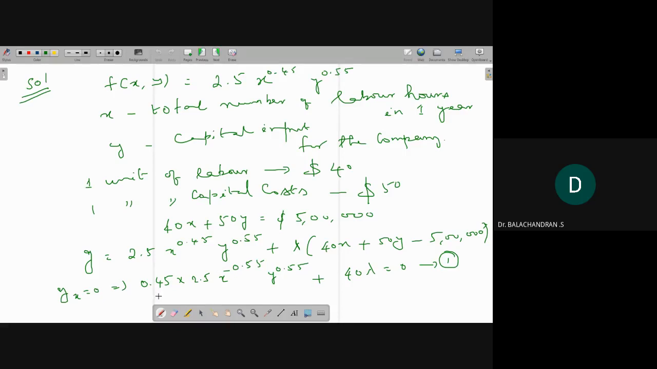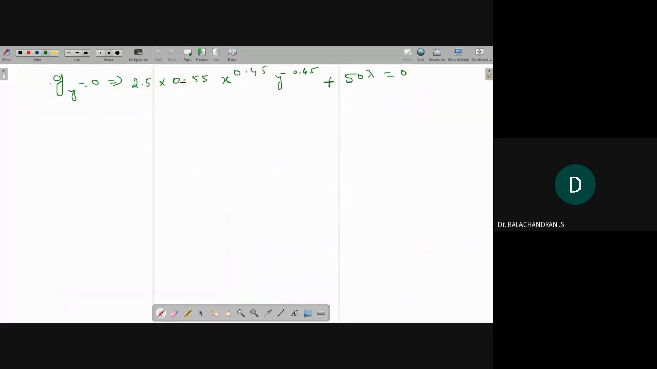So if you multiply 0.45 into 2.5, please tell what you will get. You should calculate it and tell. 1.125. Yes. So 1.125 x power minus 0.55 y power 0.55 plus 40 lambda equal to 0. This is equation 1. Similarly, here, if we multiply 2.5 into 0.55, we get 1.375. Check it. Yes, sir. So 1.375 x power 0.45 y power minus 0.45 plus 50 lambda equal to 0. This is equation 2.